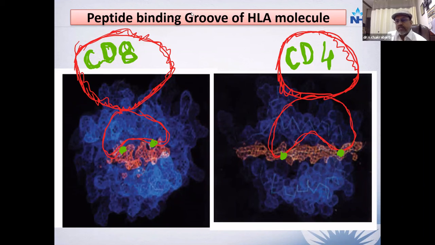But when you look on the right side, CD4 is binding MHC class 2. These peptides are much longer, and they can vary anywhere between 15 to 20 amino acids. And at the same time, can you please keep the screen sharing on?